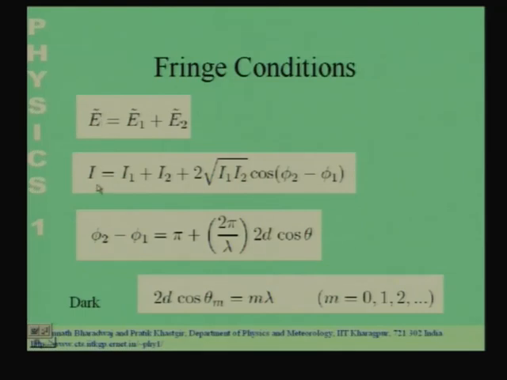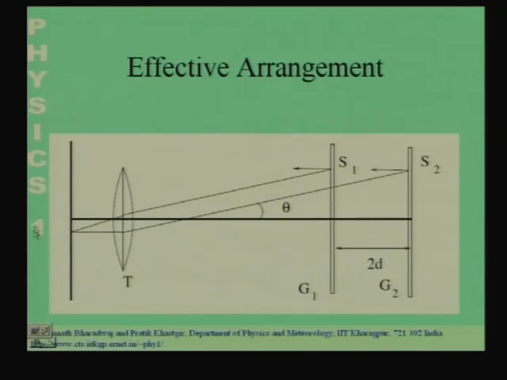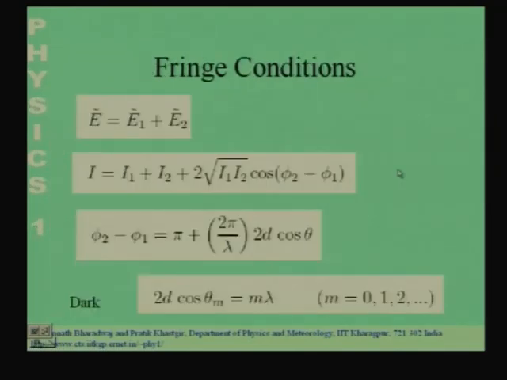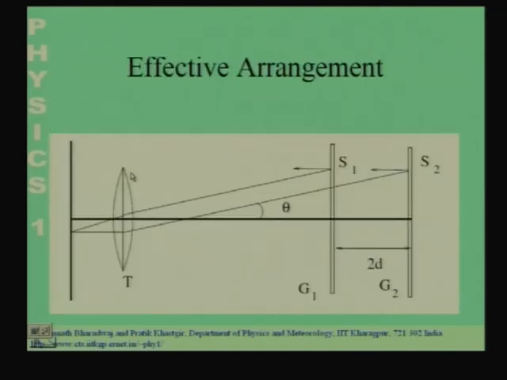Now, if I wish to calculate the intensity at this point in the screen arising from this image and this image together, the intensity at that point is I1 plus I2 plus 2 root I1 I2 cos(phi2 minus phi1). We have derived this formula two classes back and we have discussed it. I1 is the intensity of the light coming from here, I2 is the intensity of the light coming from here, phi2 minus phi1 is the phase difference between these two.